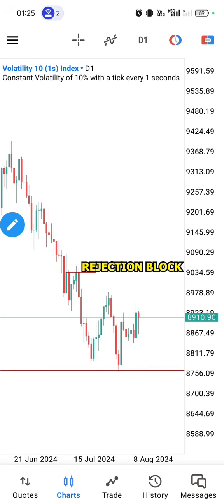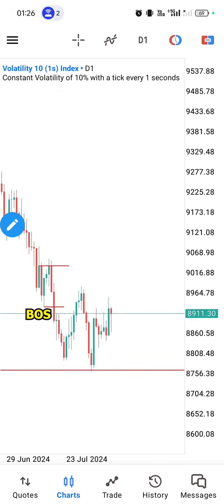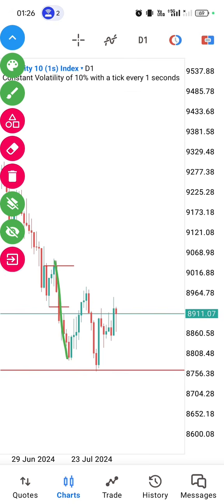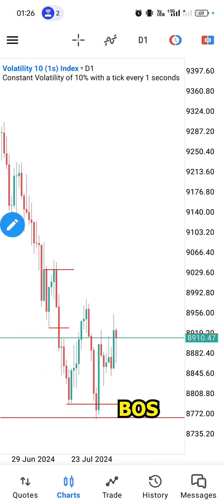It hit the rejection block above, dropped down to break structure below that small low, and then it continued to drop down further. So it returned back inside the range, and then it continued to drop down to break structure below the low.